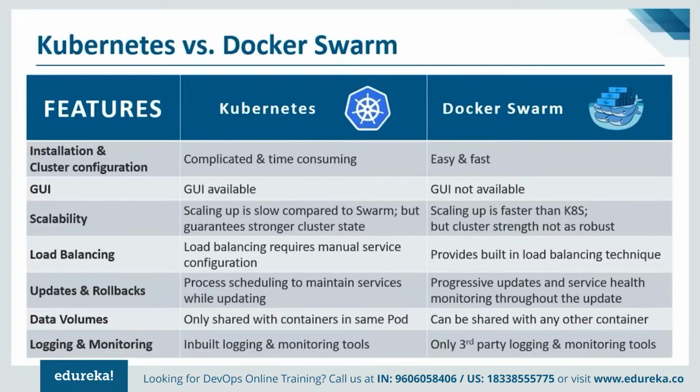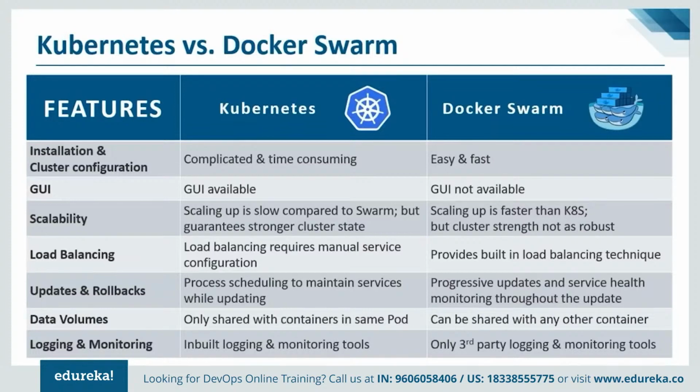And the next parameter we are comparing those two upon is data volumes. So data volumes in Kubernetes can be shared with other containers, but only within the same pod. So we have a concept called pods in Kubernetes. Okay, now a pod is nothing but something which groups related containers, right? A logical grouping of containers together. So that is a pod. And whichever containers are there inside this pod, they can have a shared storage volume. But in case of Docker Swarm, you don't have the concept of a pod at all. So the shared volumes can be between any other container. There is no restriction with respect to that in Docker Swarm.